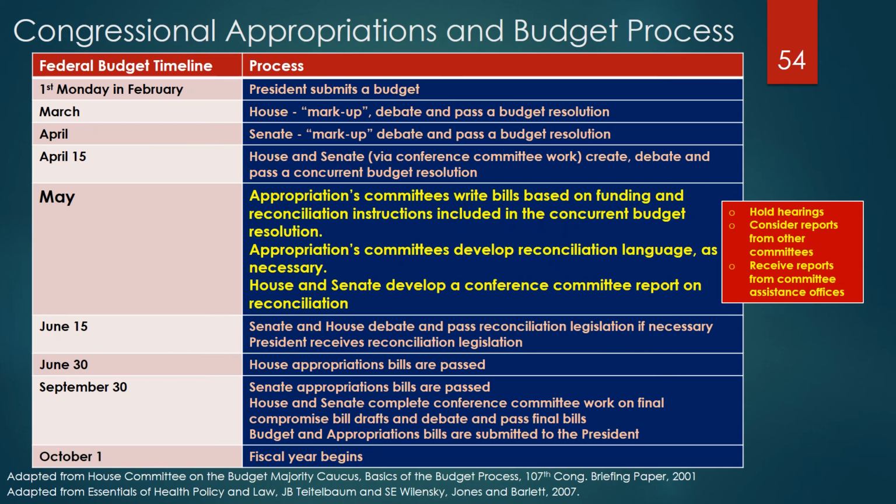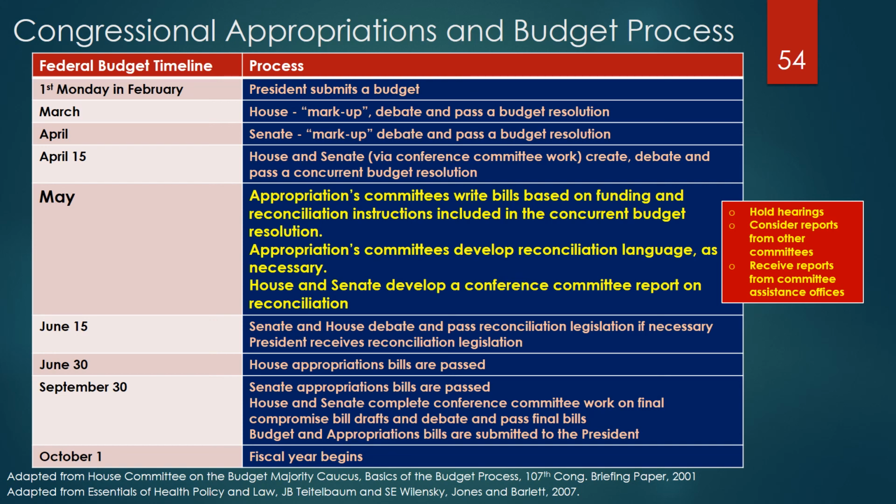The House and Senate Budget and Appropriations Committees hold hearings. Other committees also review the budget as it relates to their committee's jurisdiction and provide the Budget and Appropriations Committees with their views and estimates for appropriate spending for the coming fiscal year. The Congressional Budget Office and other committee assistance offices provide the Budget and Appropriations Committees with reports analyzing the President's budget request, and providing other relevant budget information, including economic forecasts.